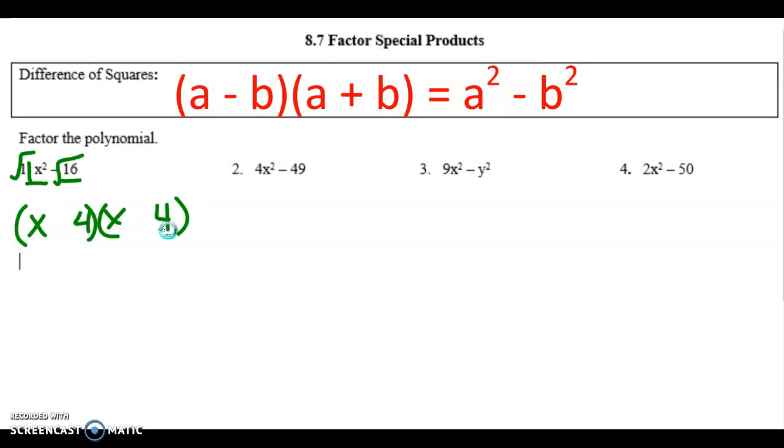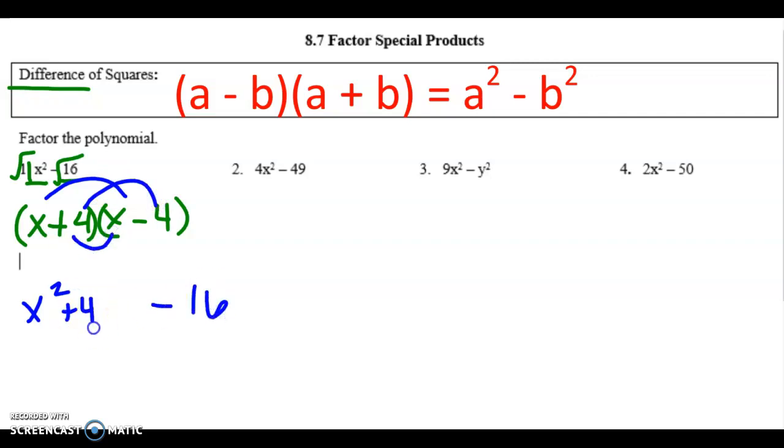Now, since it is the difference of squares, that means these are going to be different. And the reason this works, okay, is because if I go back and I FOIL this out, x squared, that's going to be minus 16. This is going to be plus 4x, and this one is going to be a minus 4x. So those are actually going to cancel, right?